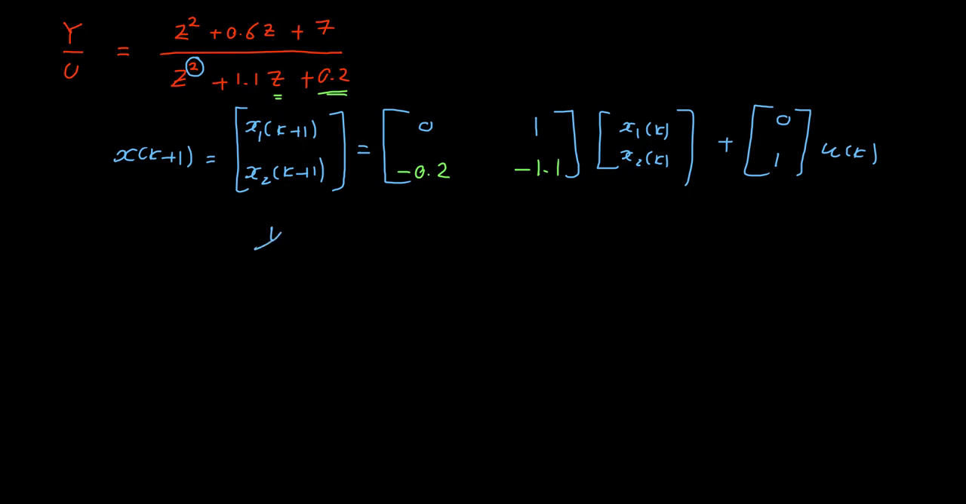Now y of k will equal to x of k. I don't have a direct input, so I will not write it. So I will go to the numerator. Then I will collect the coefficient of z to the power 0, which is the 7. Then I will collect the coefficient of z, which is the 0.6, and that's it. I'm finishing the state space representation using the direct programming.